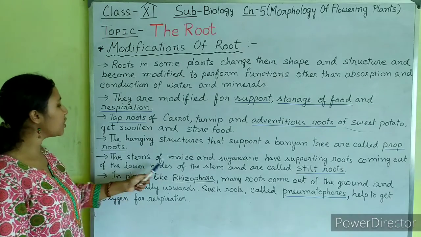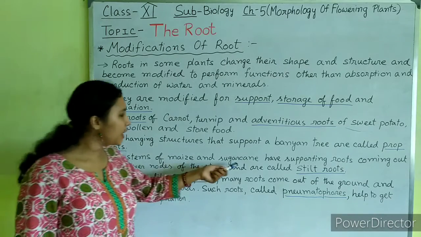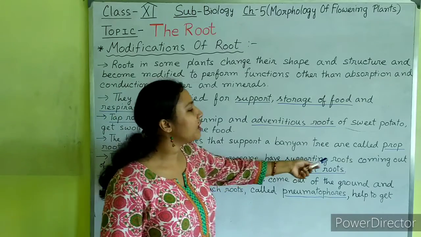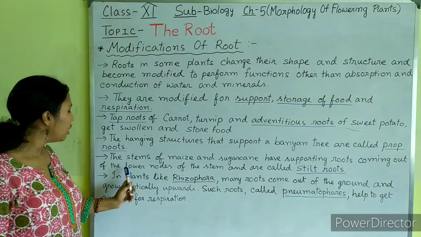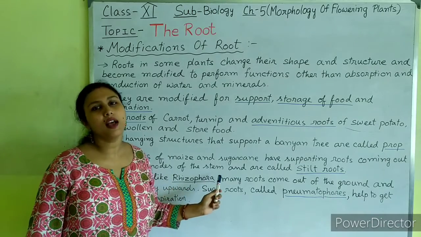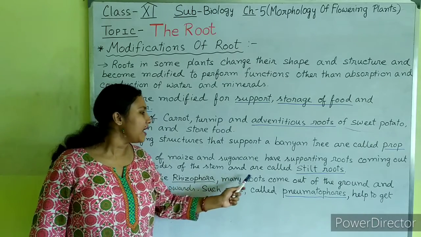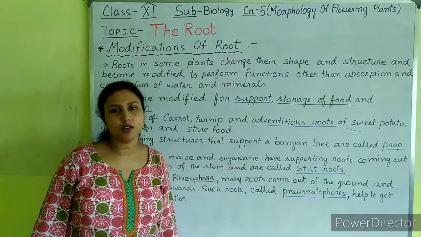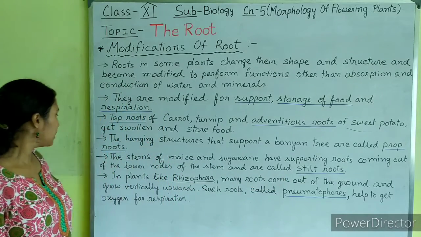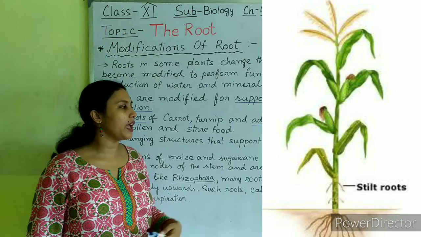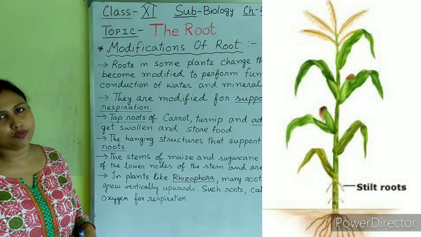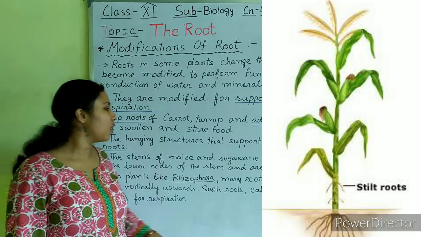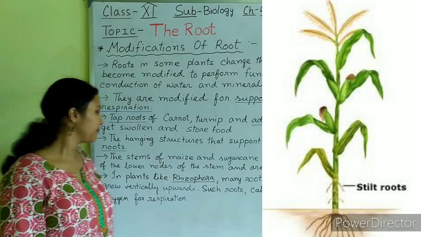Next, the stems of maize and sugarcane have supporting roots coming out of the lower nodes of the stem and are called stilt roots. So the stems of maize and sugarcane have supporting roots which come out from the lower nodes of their stem and are called stilt roots.